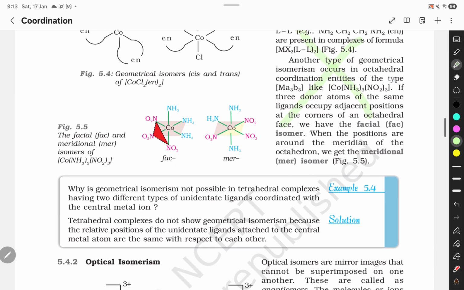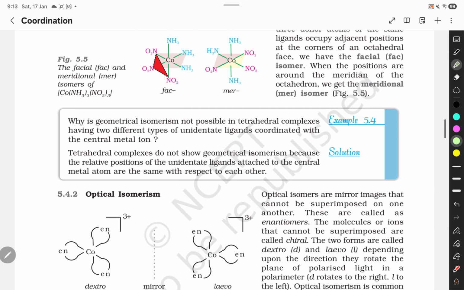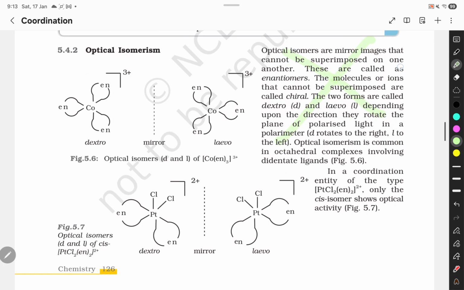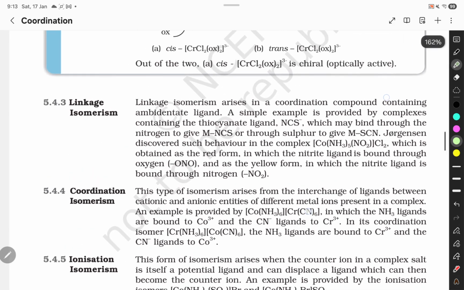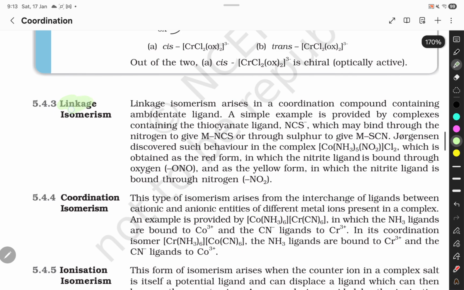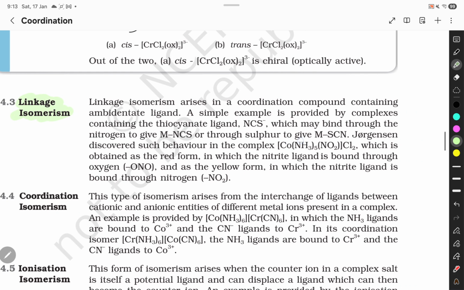Everybody knows what is fac-mer. Everybody knows all of this. Everybody knows what is optical. So yeah, I'll be skipping that. But one thing that is brought to light over here is linkage isomerism. It's also covered in my NCERT video.